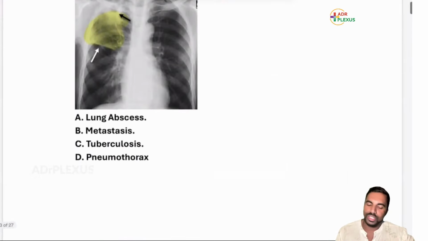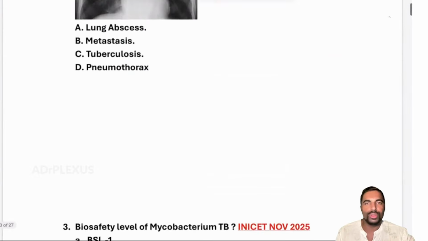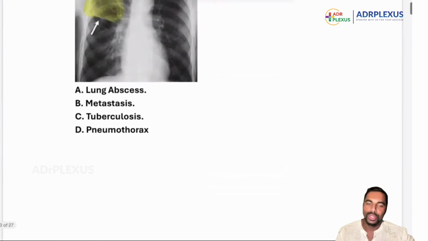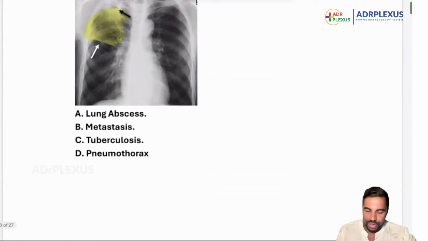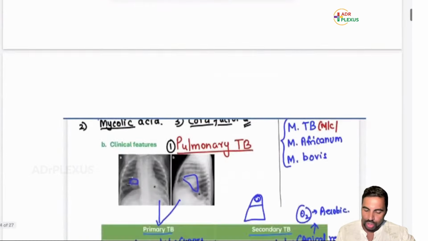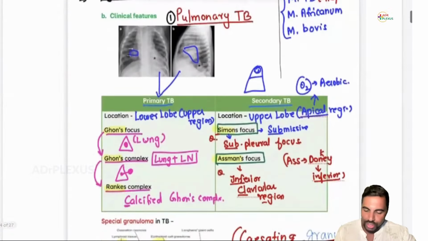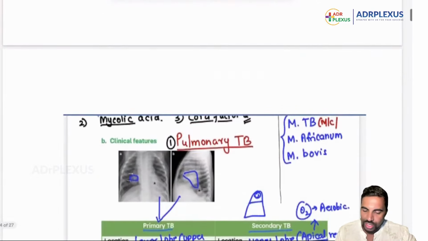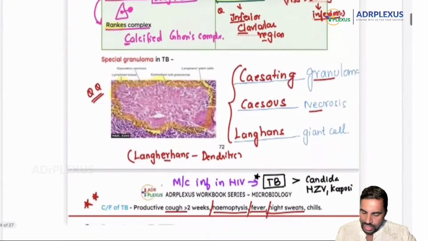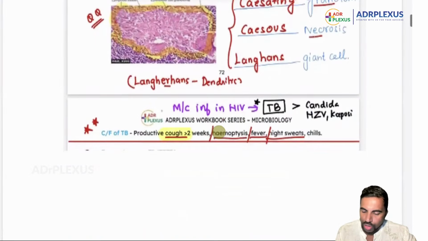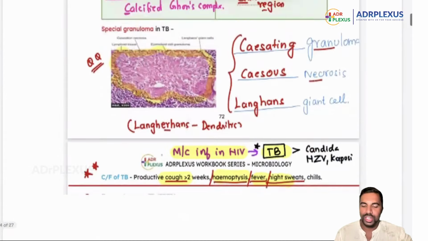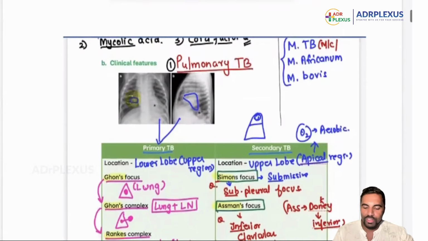In an HIV patient, we repeatedly told that the most common infection is tuberculosis only. So we have already come to the conclusion that it is tuberculosis. In the next picture, we clearly said that for tuberculosis, the symptoms are cough, hemoptysis, fever, everything was given, and we told that the most common infection in HIV is tuberculosis. Your X-ray picture was also given there. So that question is directly from the workbook.